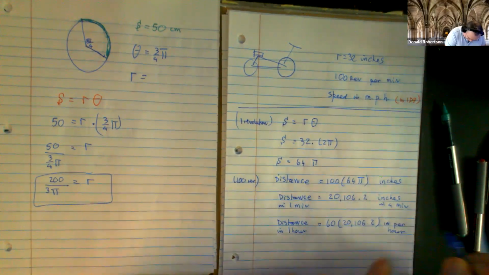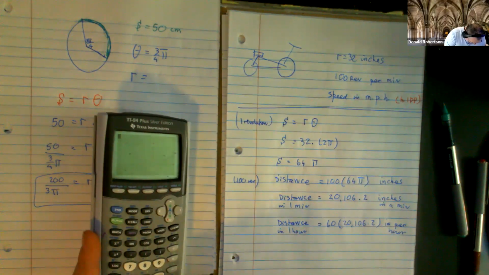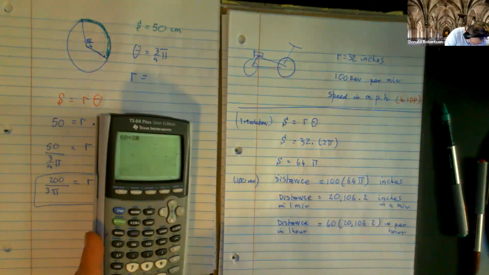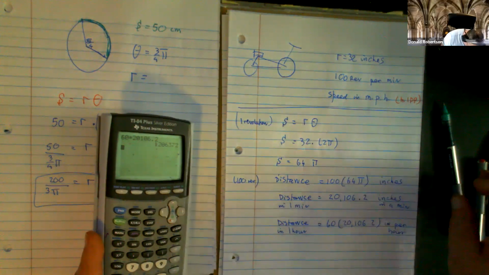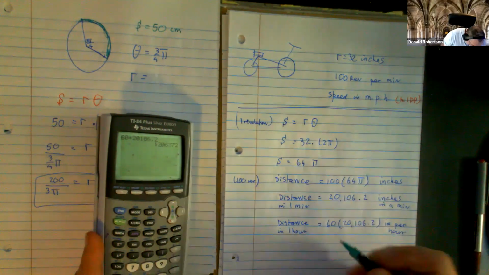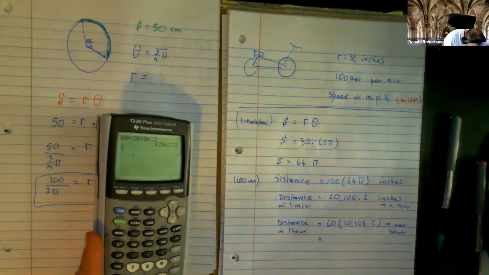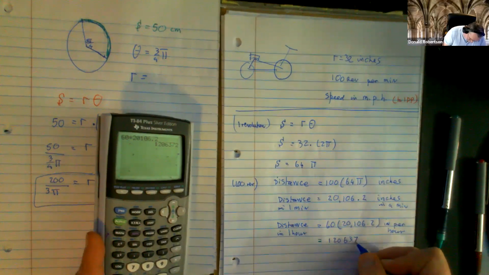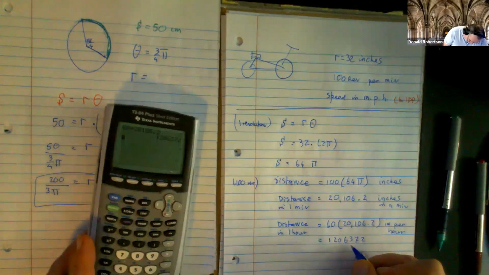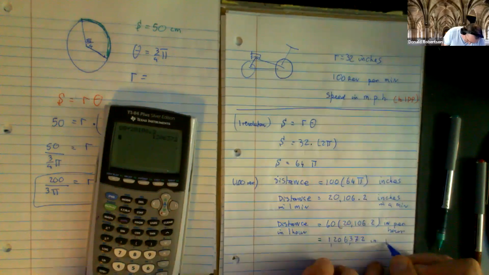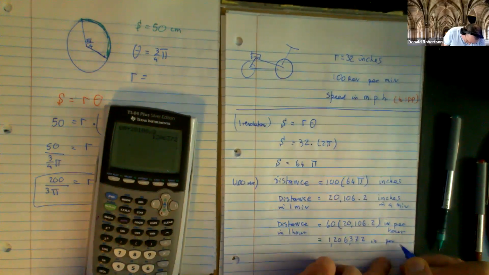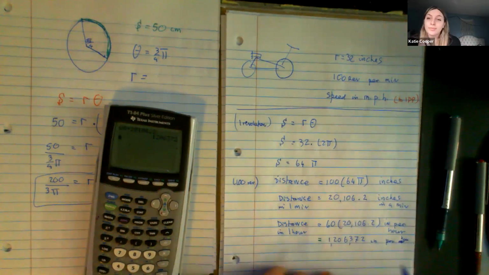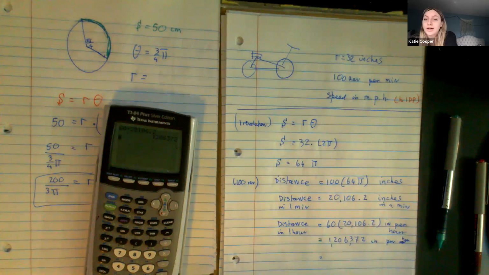Now, don't be too put off by how big this number is. 60 times 2106.2 comes out, at least in my calculation, at 1,206,372. But that's inches per hour. Divide by 12 to get feet, and then divide that by 5,280 to get miles.